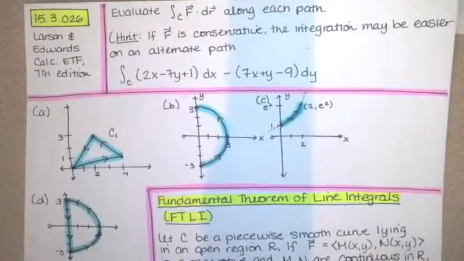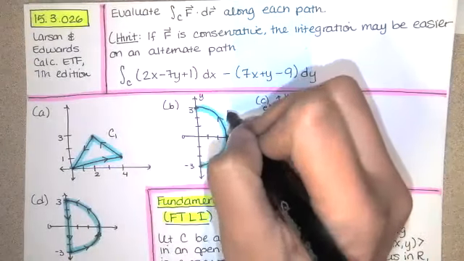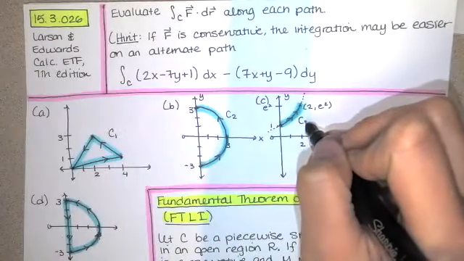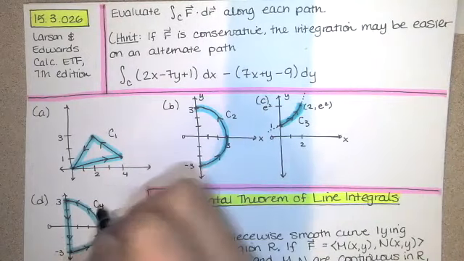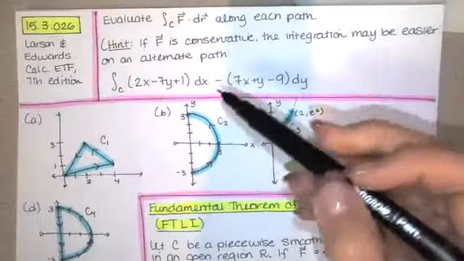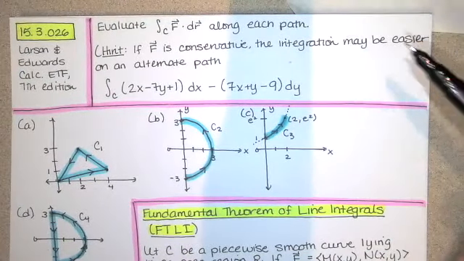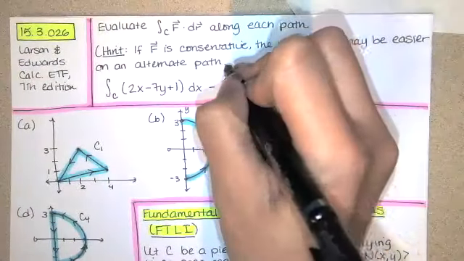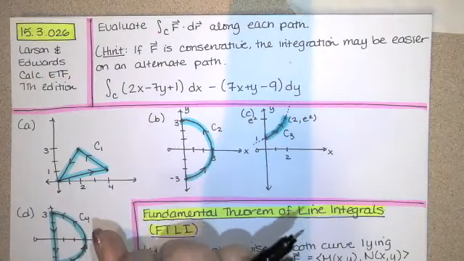We actually have 4 paths. This one is C1, this one is labeled C2, this is labeled C3, and then the 4th one is labeled C4. And then we've got a hint. We're told that if f is conservative, the integration may be easier over an alternate path. And then we're given this line integral.